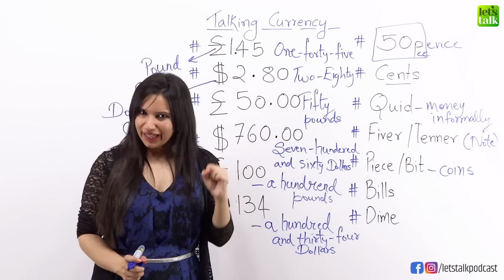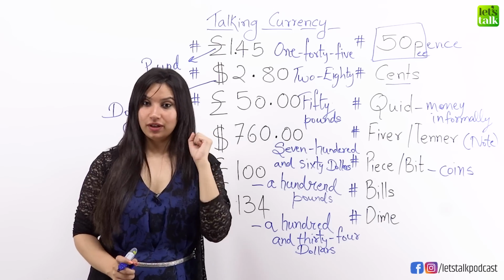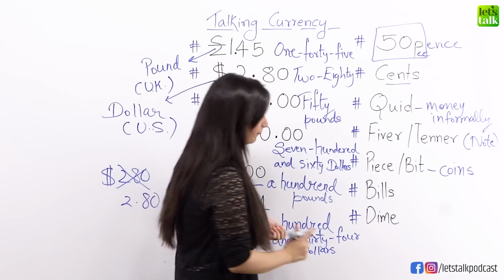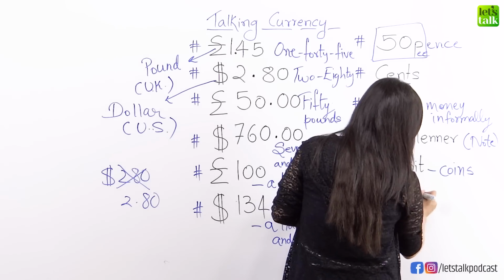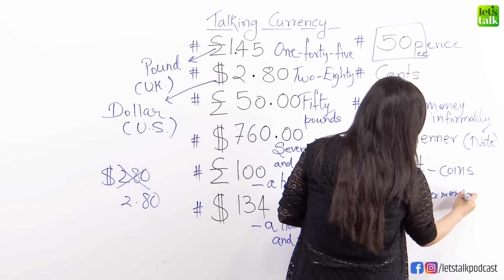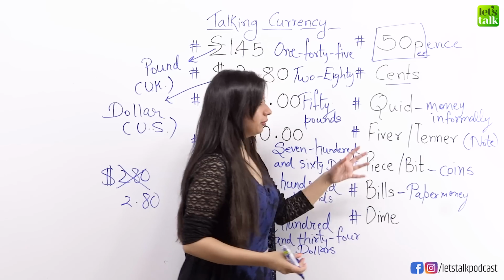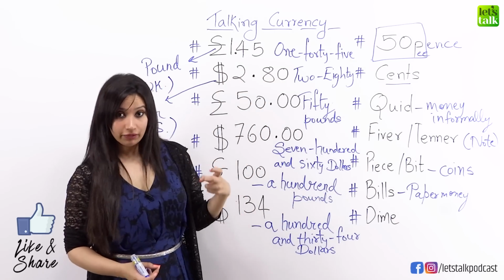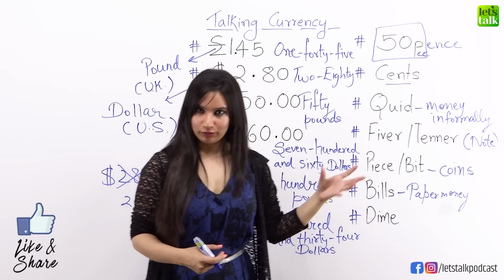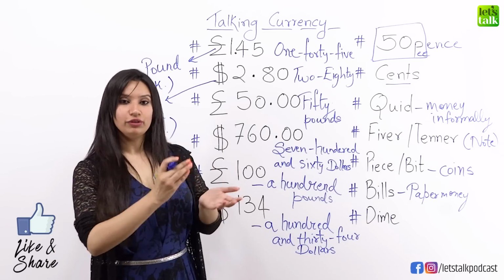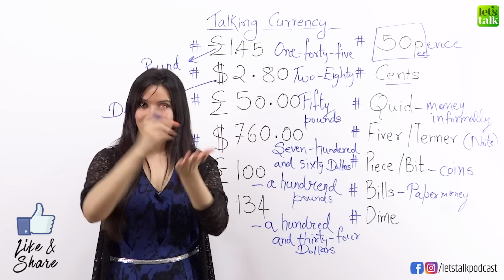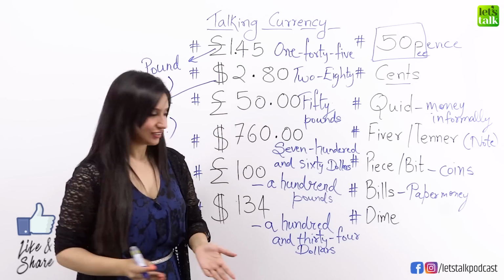Bills is the paper money that you get in America. That's what the Americans call paper money. They call it bills. So in Britain, we call paper money a note, but in America, we call paper money bills. So 5 bills. That means a $5 bill would be a paper money equivalent to $5.